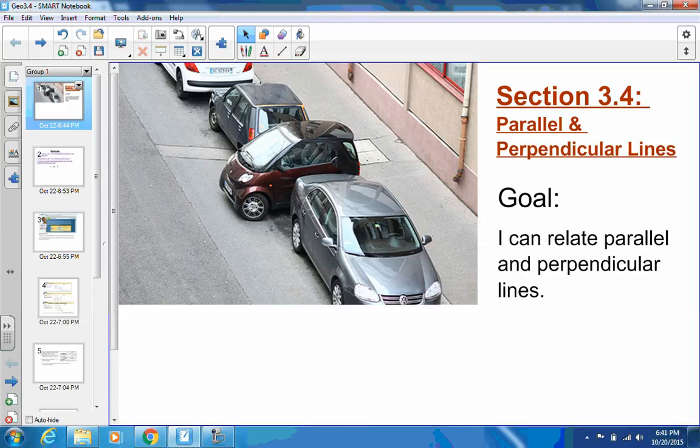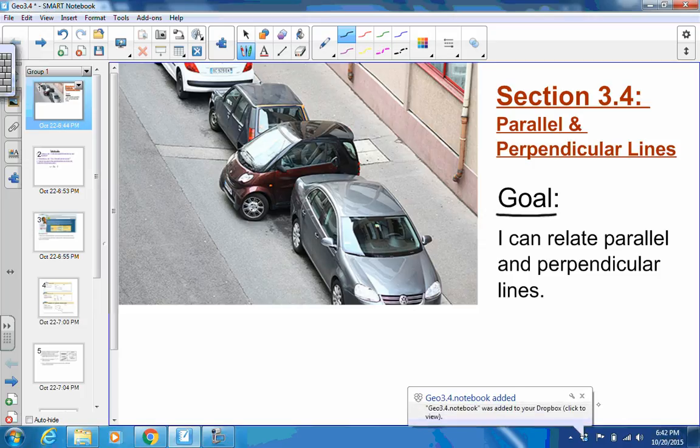This is section 3.4 in your geometry course, which is all about parallel and perpendicular lines. It's continuing the theme of this chapter. Our goal here, which you should make sure you have written down in your goal sheet, is to think about how you can relate parallel and perpendicular lines. We're talking about some properties that go along with them, or how we can prove that things are parallel or perpendicular.